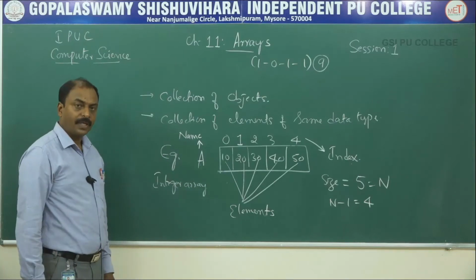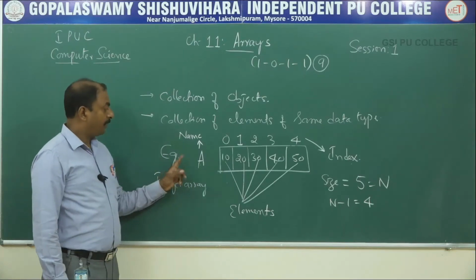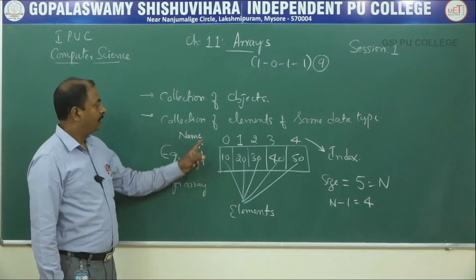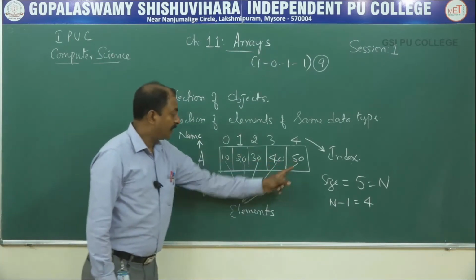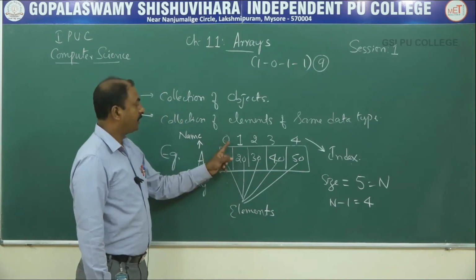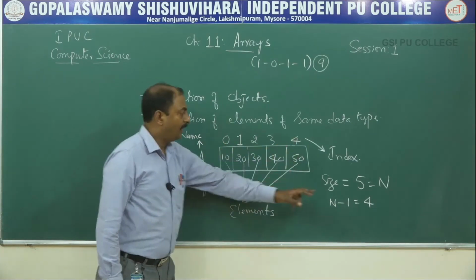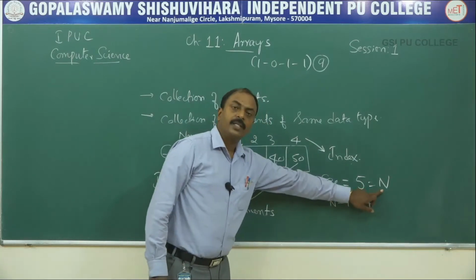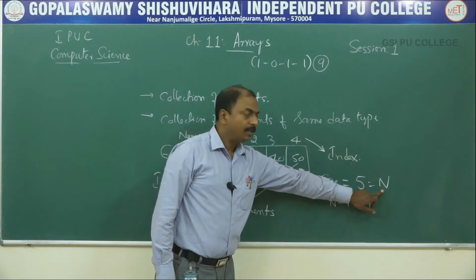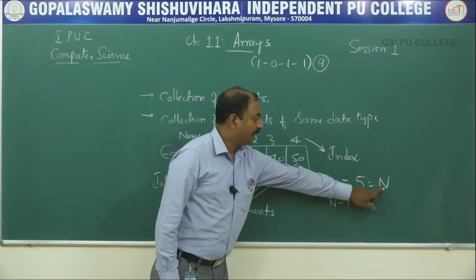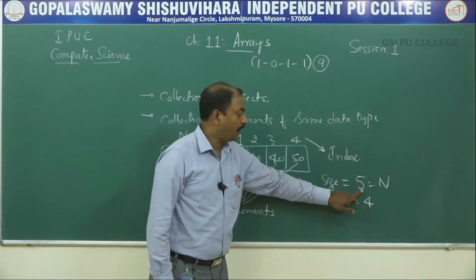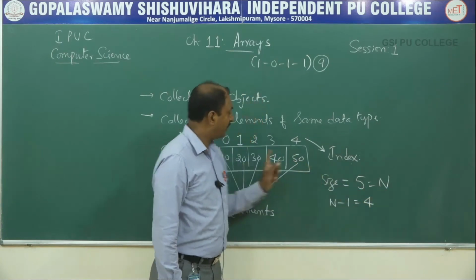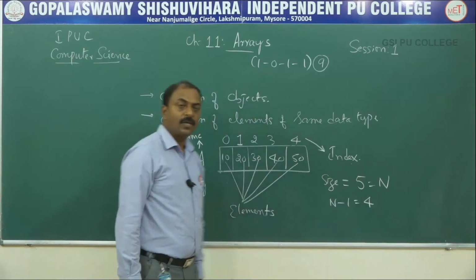I repeat once again, students. Let A be the name of an array, and these are all the elements of an array, and these are the index of an array, and n stands for the size of an array. Size of an array indicates the number of elements to be stored in an array, and if the size is n, the last index of an array is n minus 1. In this example, 4 is the last index of an array.